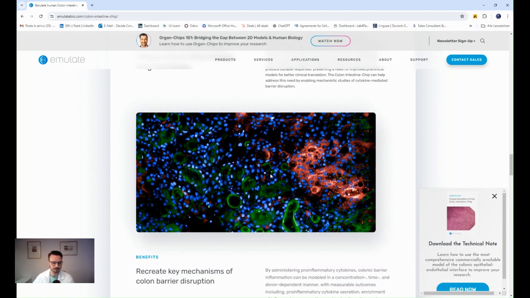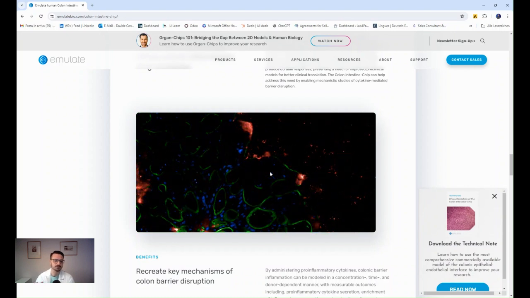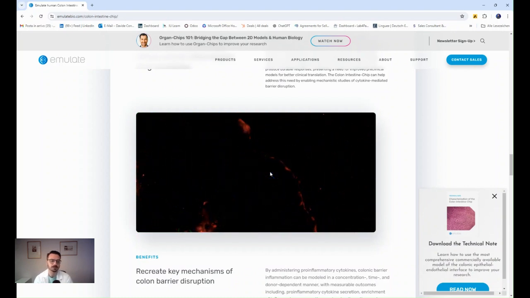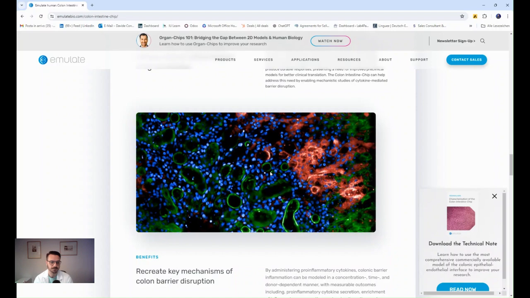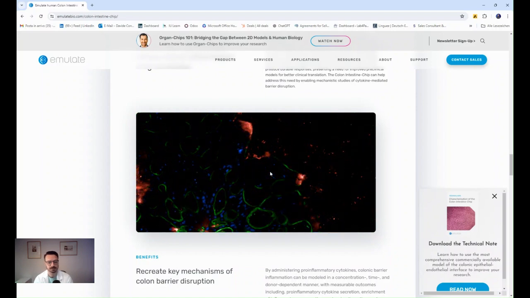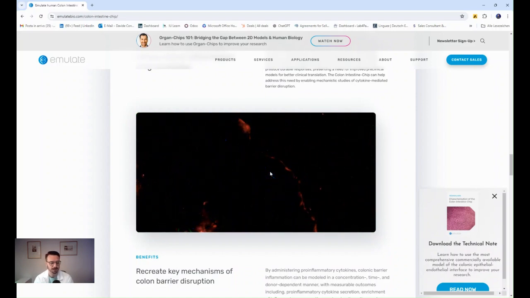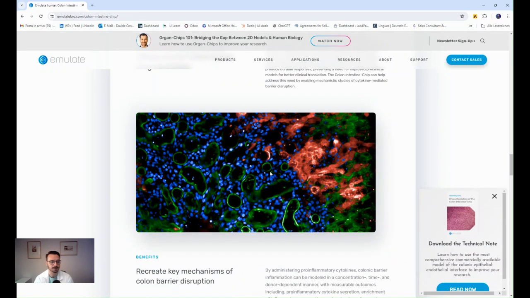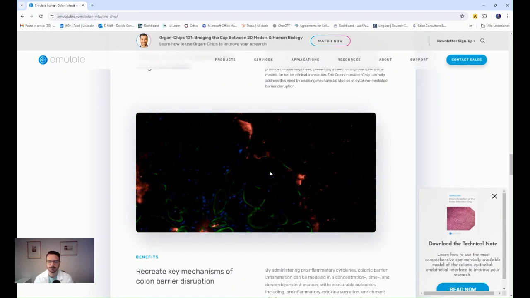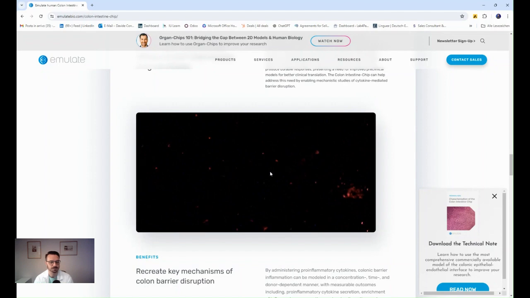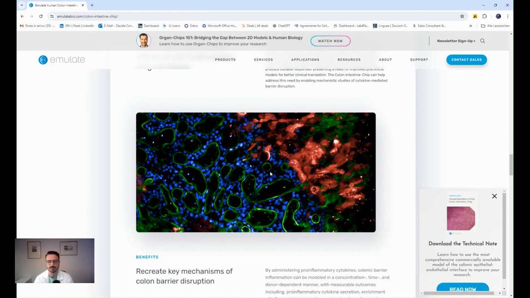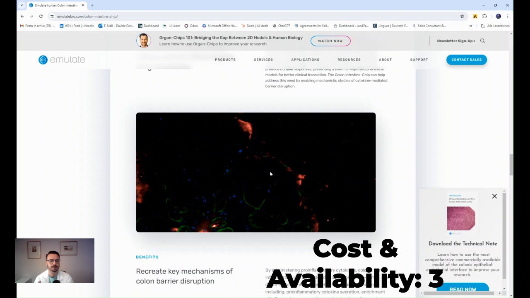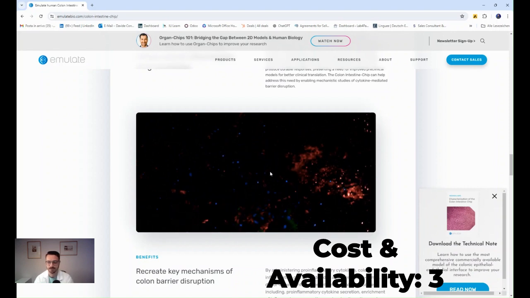We then have cost and availability. Also, the whole system is really dependent on the device and the kits that you get from the company. You can obviously source your own cells and put them inside. But altogether, just because everything comes with this device, the cost would be higher. So this would be a 3.